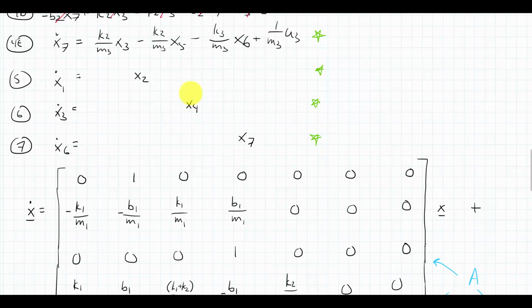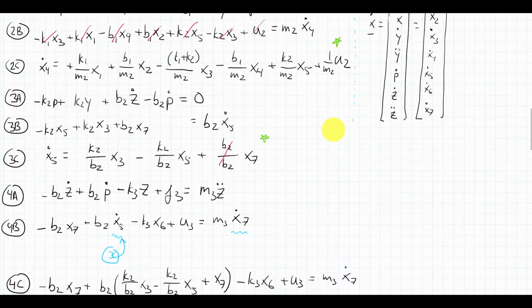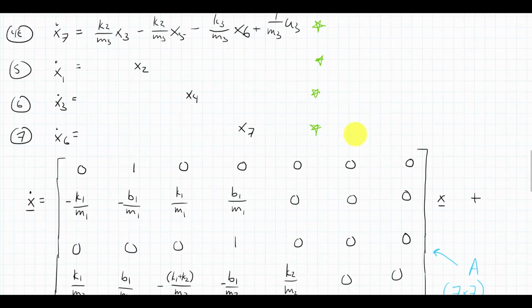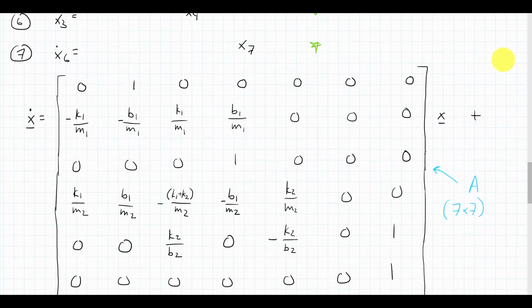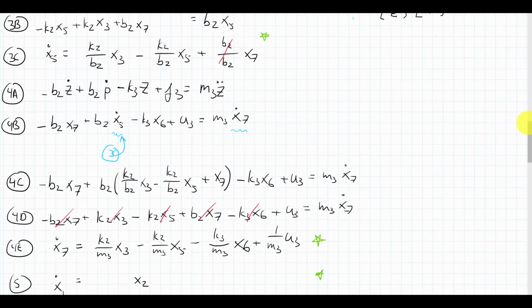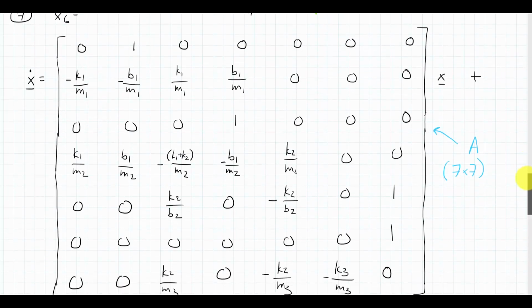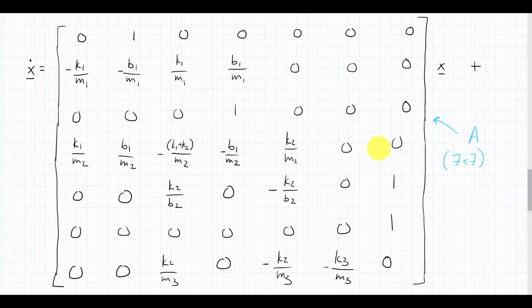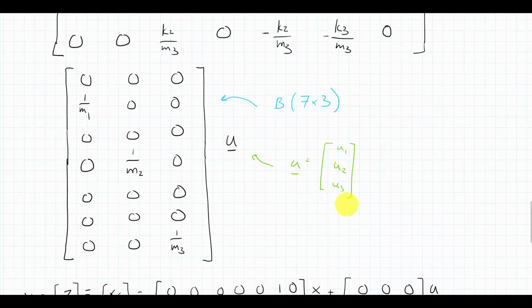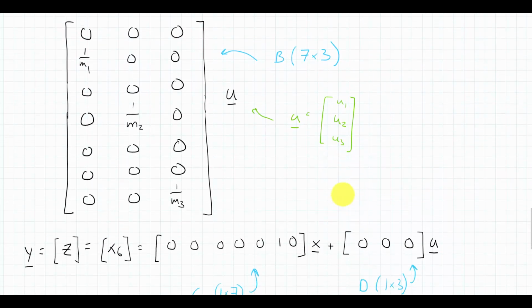I took those 7 starred equations here, the 4 equations of motion, 3 mapping, and transcribed them into my matrix form for my state equation, so my x dot equation. So I made my A matrix, which gets multiplied by x. Those are the coefficients in front of x1 through x7. And then the B matrix, which is 7 by 3 for this example, because I have 7 states and 3 inputs, and those were the coefficients in front of u1, u2, and u3. So that was my entire state equation.